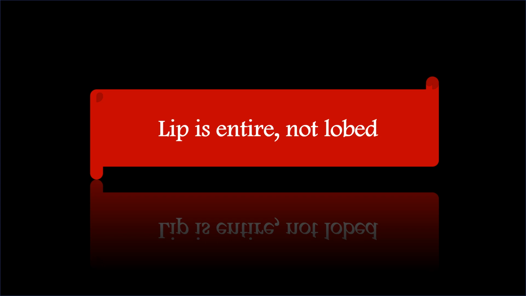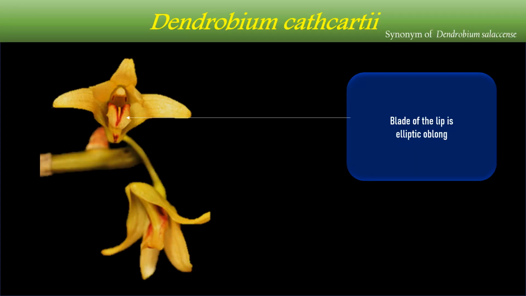Now we will talk about some varieties of leaf. First we will talk about the leaf that is entire and not lobed. Some orchids have a leaf that is entire and not lobed, so we will talk about this category. First we will talk about Dendrobium cathcartii, which is a synonym of Dendrobium salacense.